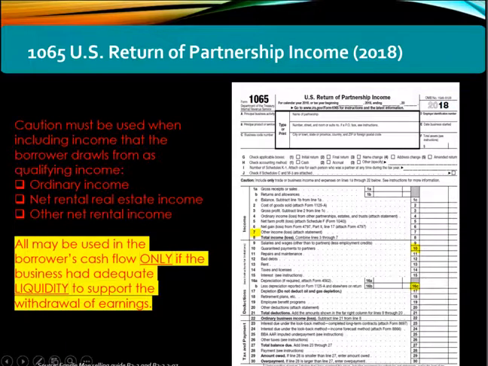Caution must be used when including income that the borrower draws from as qualifying income. Ordinary income, net rental real estate income, other net rental income, these all may be used in the borrower's cash flow only if the business had adequate liquidity to support the withdrawal of earnings. For additional information and examples on formulating business liquidity, see Fannie Mae Selling Guide Part B3, Section 3.3-07.